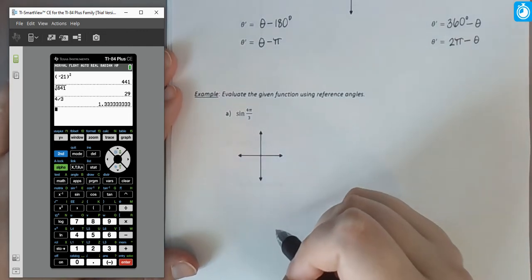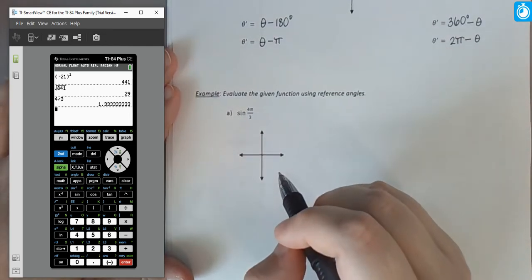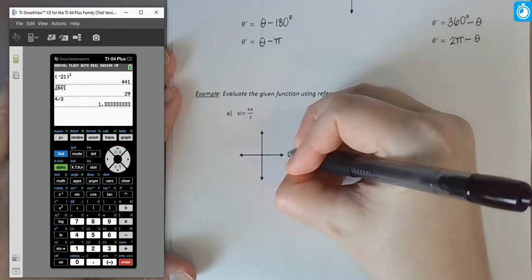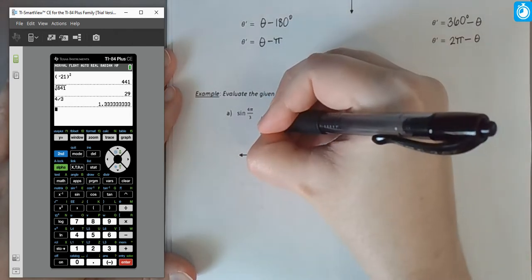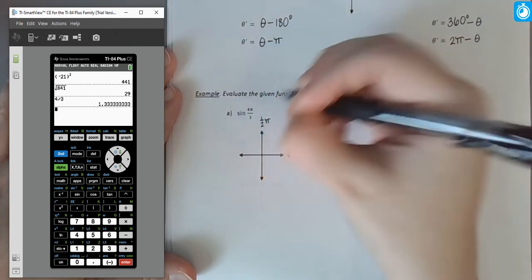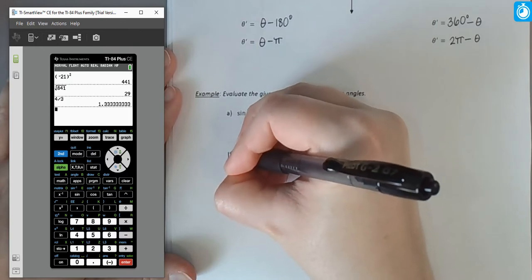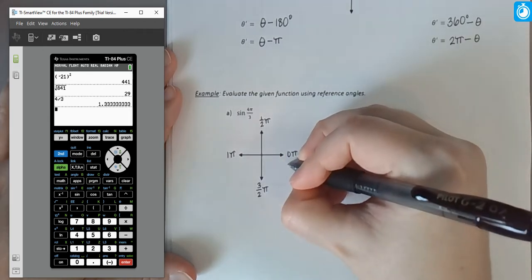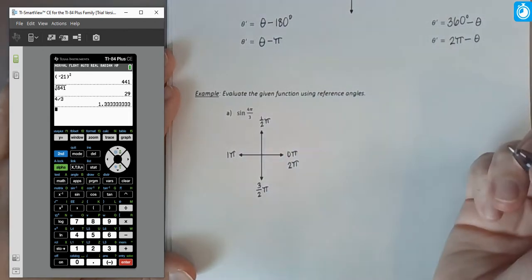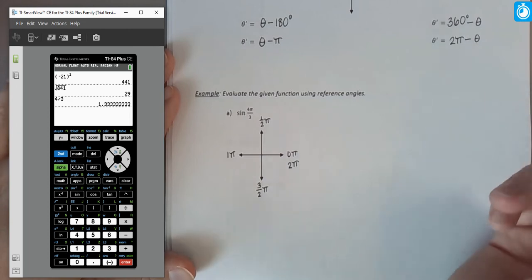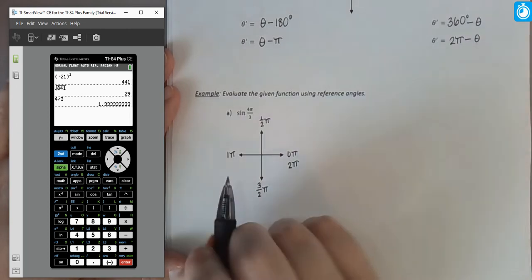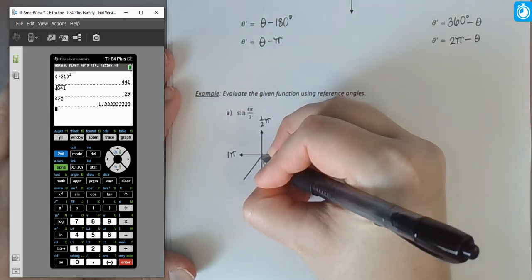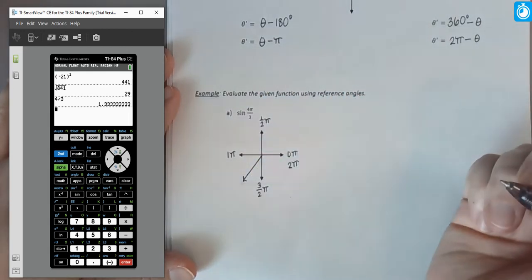Well, where is it? What quadrant is it in? That's again when we have to think about what our axis measures are. So here we're at 0 pi. This would be 1/2 pi. This would be 1 pi. This would be 3/2 pi. And then we make it all the way back around to 2 pi in that one rotation. So we're at 1 1/3 pi. So we're between 1 pi and 1 1/2 pi. We're somewhere down here.